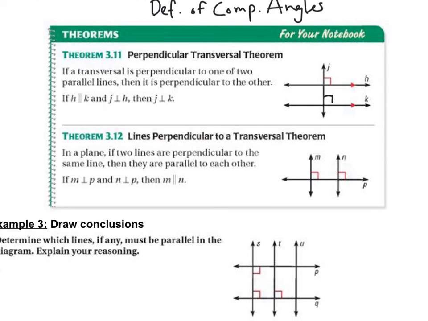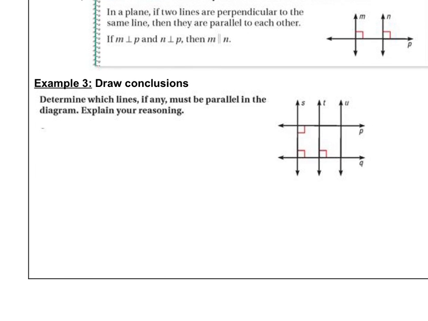Theorem 3.12, if in a plane, 2 lines are perpendicular to the same line, then they are parallel to each other. So these 2 are just kind of like the converse of each other. One tells us that they're parallel, the other one tells us that they're perpendicular. But if we know those 2 things, then we can assume the other. Okay, and then finally, let's just draw some conclusions here for example 3.